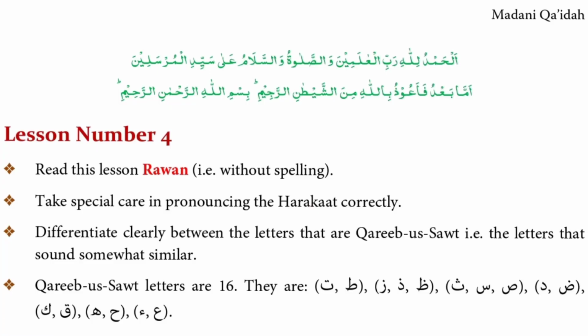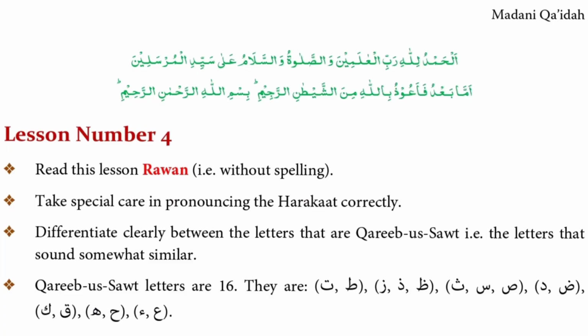Next rule. Differentiate clearly between the letters that are qaribus sawt, that is, the letters that sound somewhat similar. Next rule. Qaribus sawt letters are 16. They are ta, to, za, zal, do, tha, sin, sod, dal, dod, kaf, qof, ha, ha, hamza, ain. So you have to differentiate clearly between these qaribus sawt letters.